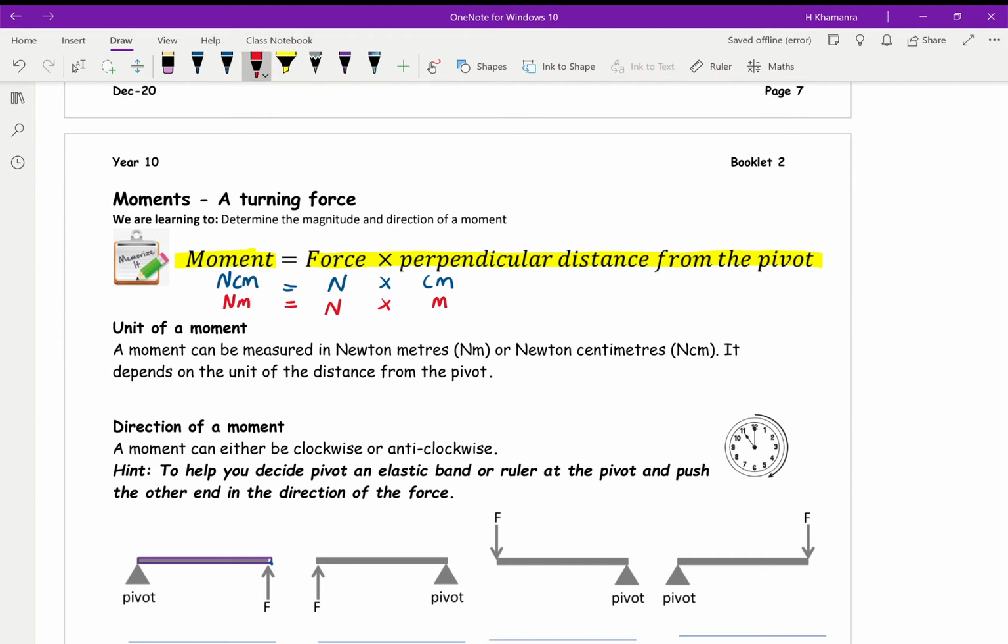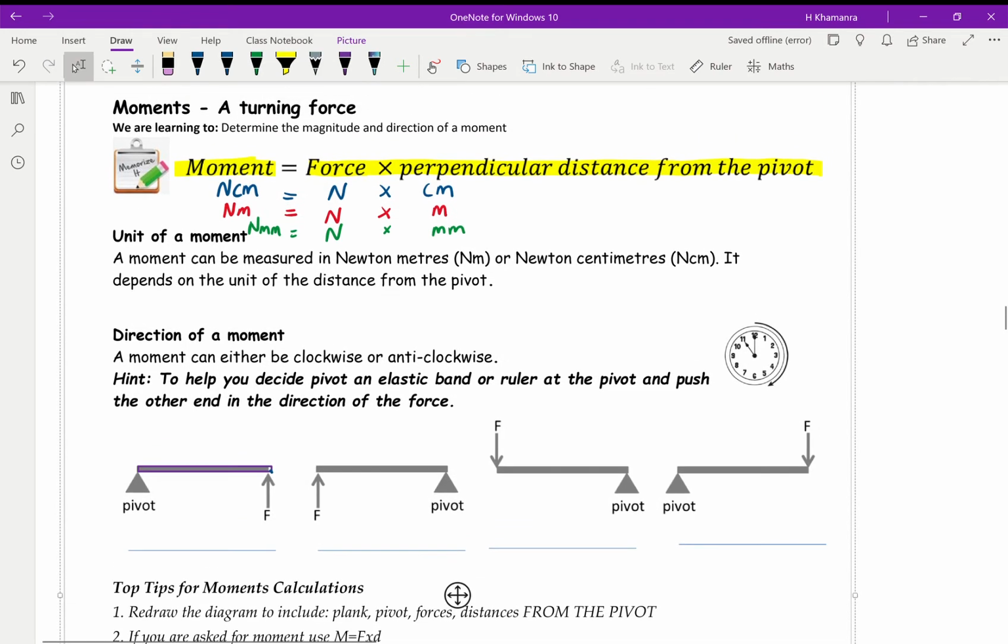Or a third option, there are lots of options though, we could have our force always in newtons, but we could have millimetres for our distance, so therefore the unit of our moment could be newton millimetres. So there are different possibilities for units for the moments, and it all depends on the unit that we use for the distance from the pivot.